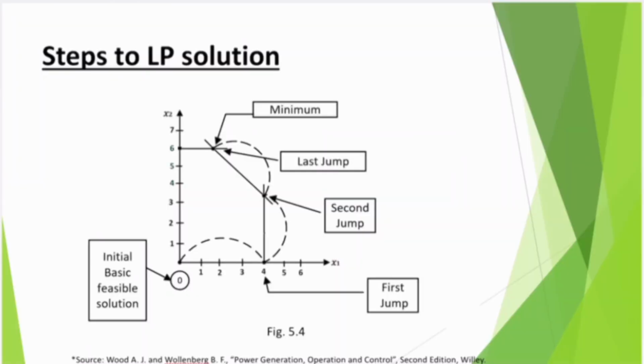So this is how it works graphically. You have an initial point, and then you move to a first jump, then a second jump, then the last jump, and finally you get a solution that you have proved graphically. Now this can happen in a mathematical way also.